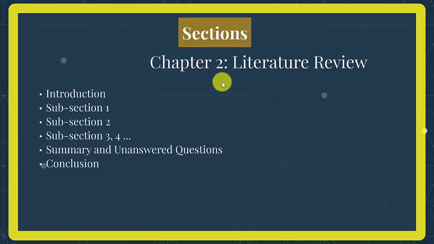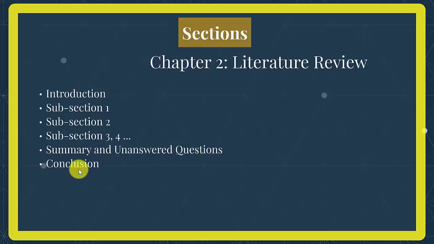But for most universities that I'm familiar with, and in my area, science education, computer education, environment, it is chapter two, literature review. So this is the chapter. This is what you're going to have while writing up. You're going to have an introduction, and you're going to have several subsections, because subsections are different from one thesis to another. So I can't put the names here. So you can have subsection one, subsection two, subsection three and four, then summary and unanswered questions. That will be the last but one section of your literature review, and then you have the conclusion.